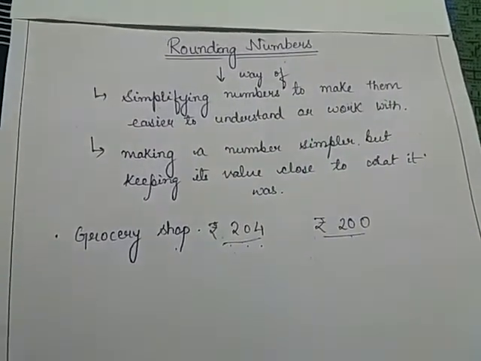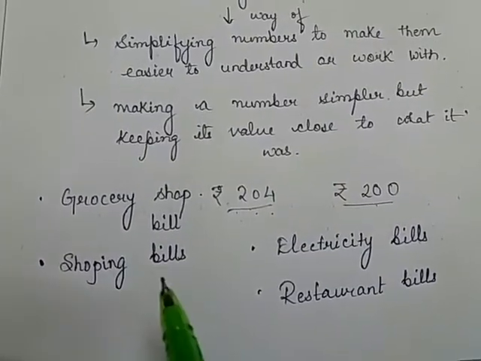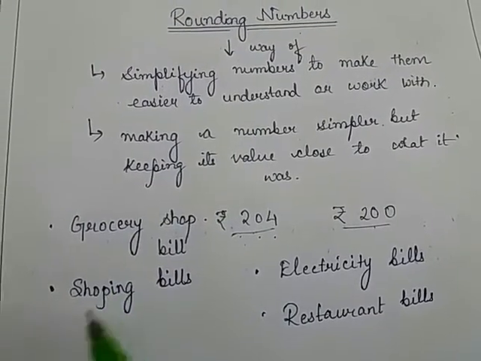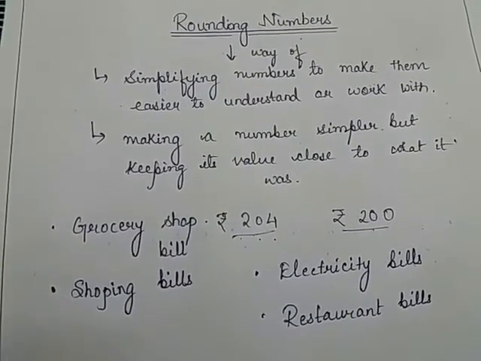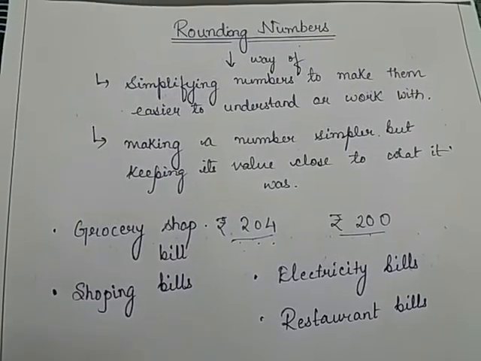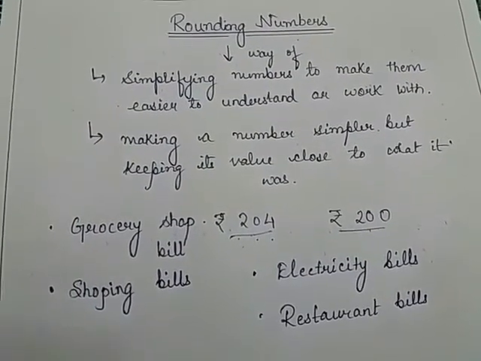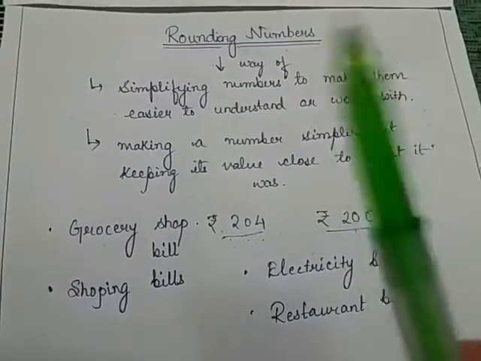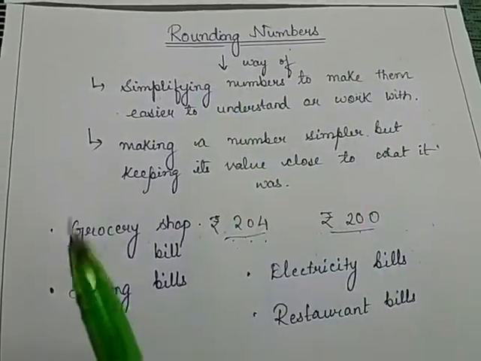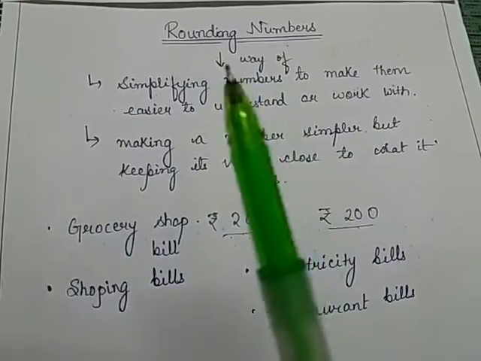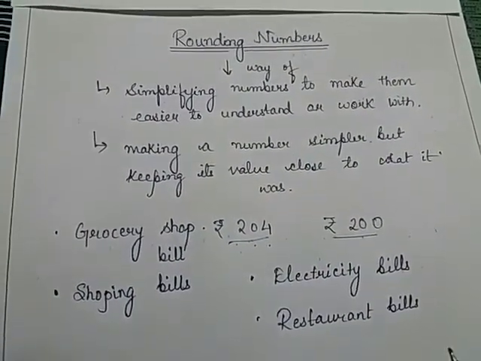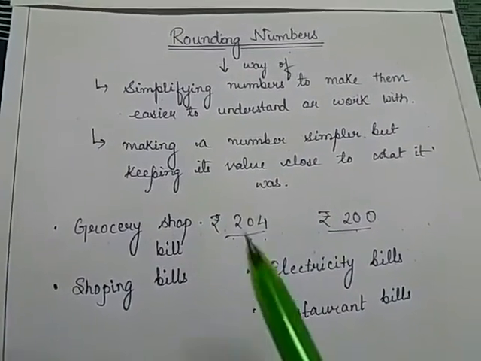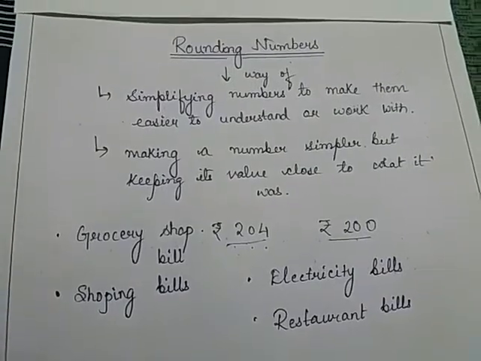Now there are many more, such as shopping bills. You must have seen after shopping that at the end of the bill there are rounded figures of the total amount that you have to pay. Then in electricity bills also you might have seen this, where the amount that you have to pay is in a round number. Then restaurant bills. So all these places are real life examples where we use rounding numbers.